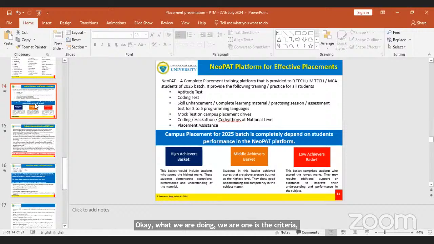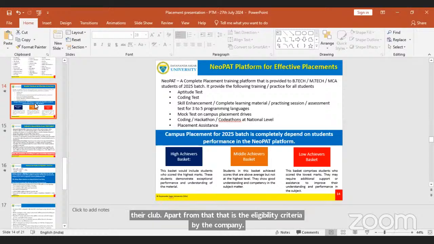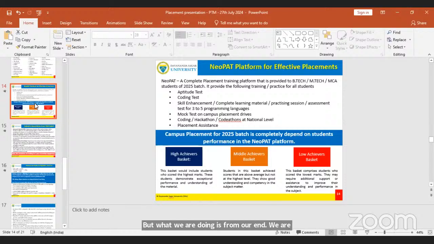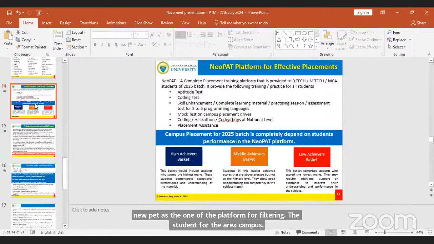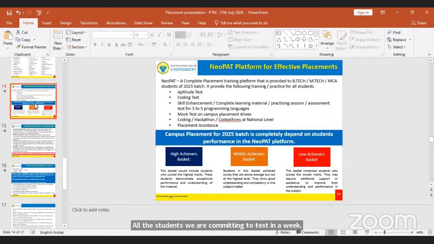Apart from that, that is the eligibility criteria by the company. But from our end, we are keeping Neopad as one of the platforms for filtering students for any campus drives. All the students, we are conducting two tests in a week. On Neopad, we are conducting two assessments in a week.